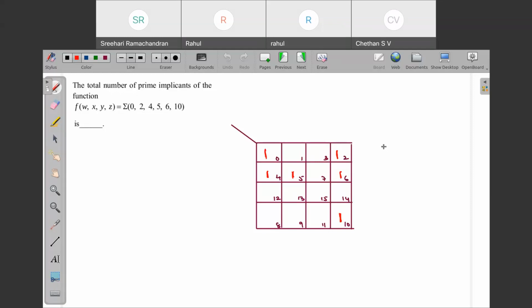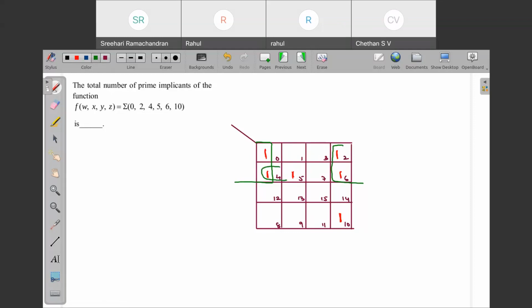So let me see. See the total number of prime implicants for the function. First, as this is a 4 variable map, search for a group of 16. It is not present. Group of 8, it is also not present. I can see there is one group of 4 over here. So this is one group of 4. Any other group of 4 that I can make? No, I cannot make any other group of 4. Now let us go to groups of 2.